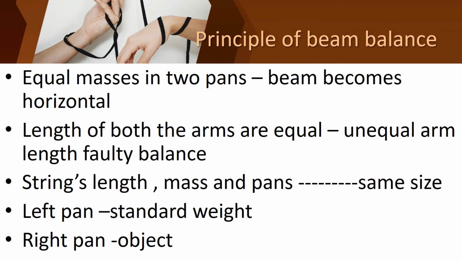Children, what are the things we have learnt in the principle? First of all, the pans should be of equal mass. And the length of the string and the mass of the pan should be similar to each other.